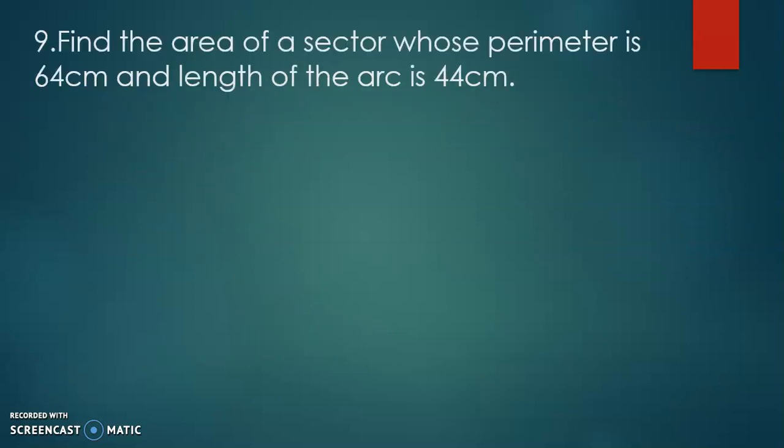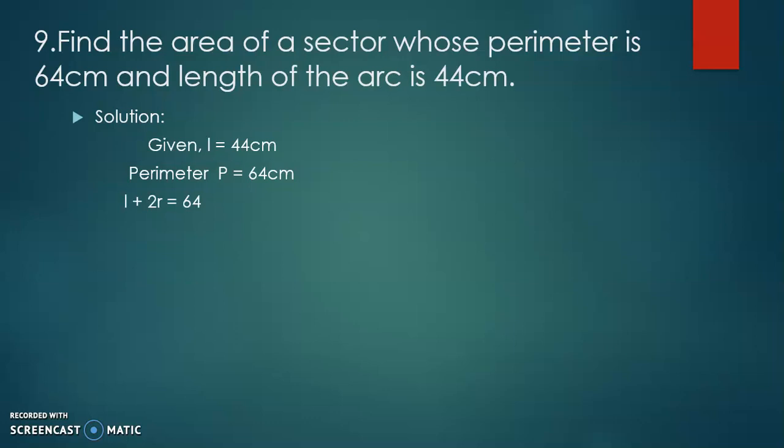Next problem, ninth one. Find the area of a sector whose perimeter is 64 centimeter and length of the arc is 44 centimeter. What is given in the question? Yes, given L is equal to 44 centimeter, that is length of the arc, small l. Next one, perimeter P is equal to 64 centimeter. Here, what are the things we need to find area of the sector? LR by 2. So, L and R we need. So, from the perimeter, we are going to find R.